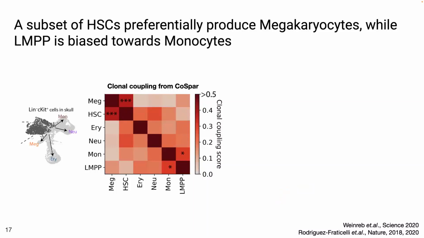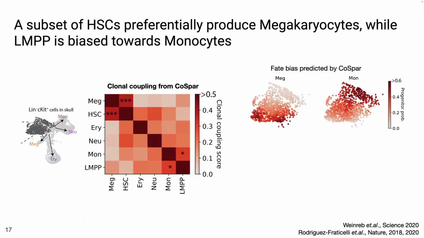Using CoSpar to study this data, first we can quantify the lineage coupling between different cell types. For example, the HSCs and the megakaryocyte have very strong coupling in this data, and also monocyte and LMPP. I can also apply CoSpar directly to predict for each individual cell its probability to give rise to, say, megakaryocyte or monocyte. And you can see that for megakaryocyte, this part of the HSCs have a much higher probability to generate megakaryocyte.